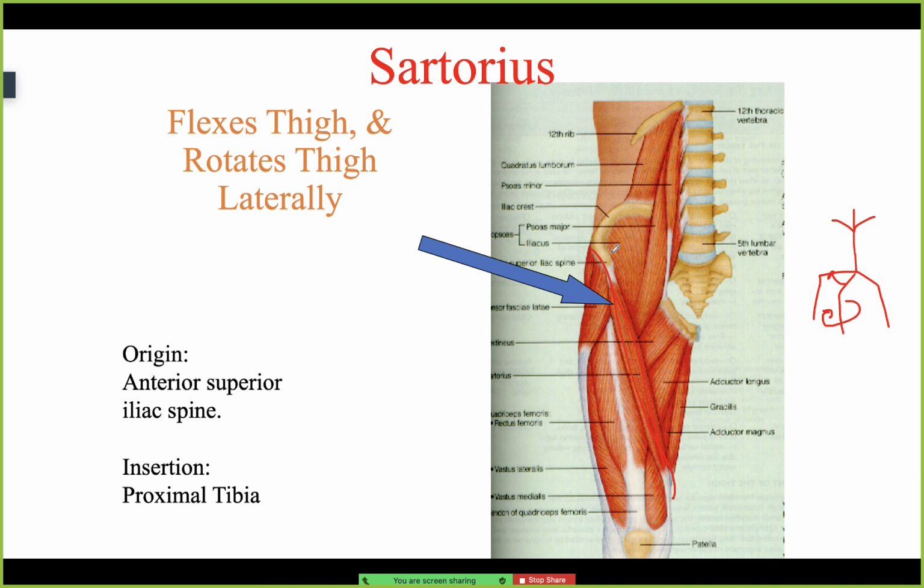The origin is going to be right here at the iliac spine, and the insertion is going to be at the proximal tibia. Proximal tibia means it's just going to come all the way down, and when it gets to the tibia, it's going to bind to the top of the tibia. And that is your sartorius.